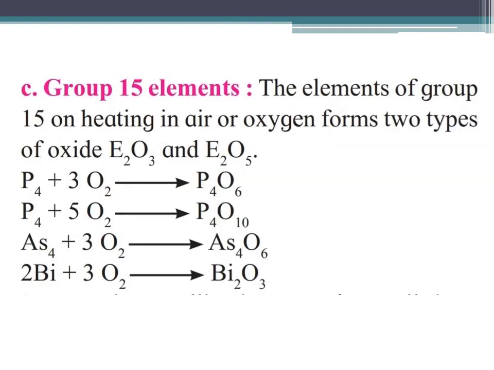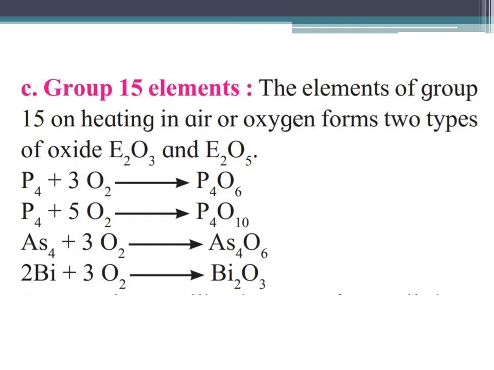Students, now let us study the reactivity of group 15 elements towards air and oxygen. The elements of group 15, when they are heated in presence of air and oxygen, lead to the formation of two types of oxide, and that can be E2O3 or it can be E2O5. Let us see some examples.